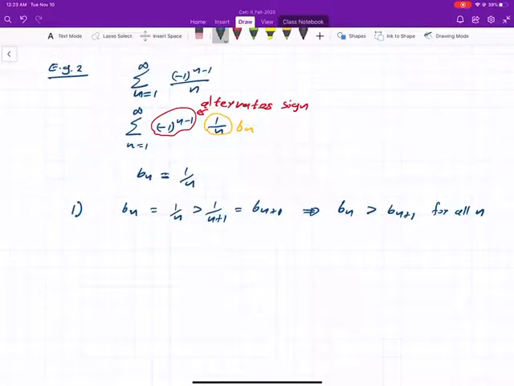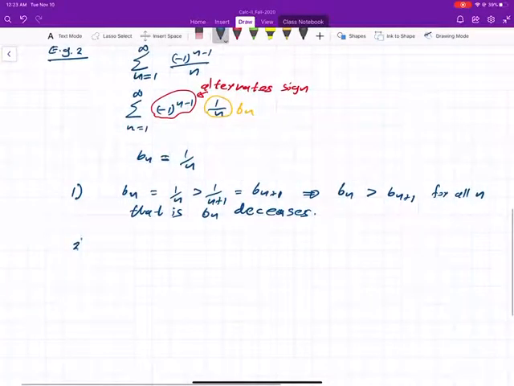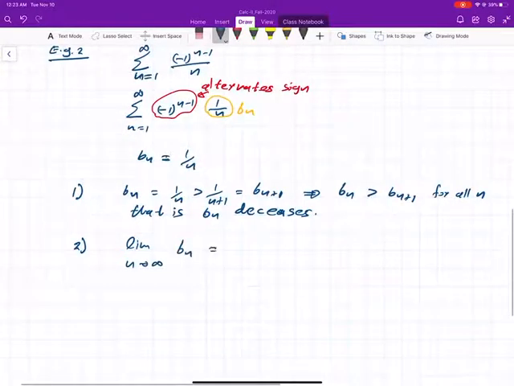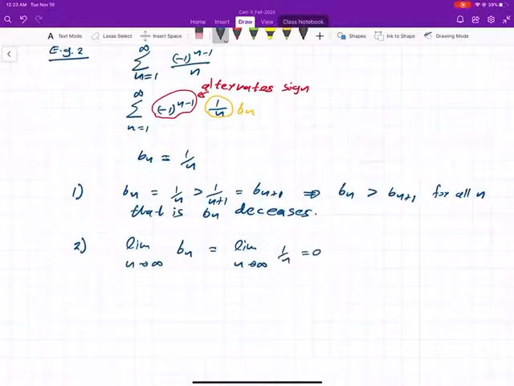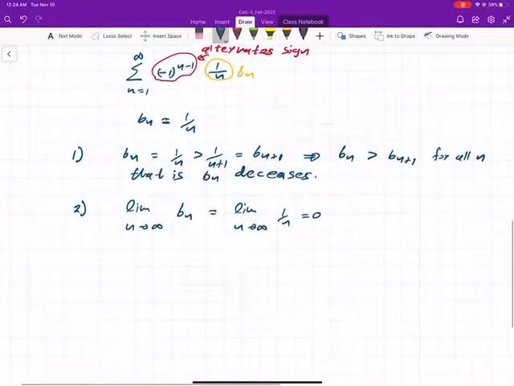That is, Bn decreases. Now go to the second point. Limit as n goes to infinity, you have to check this quantity. Limit as n goes to infinity of Bn, which is also equal to limit as n goes to infinity of 1 over n, which is 0. Okay, so both conditions are satisfied.